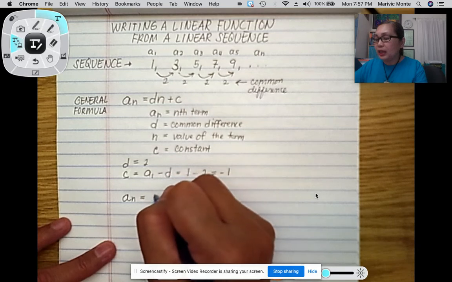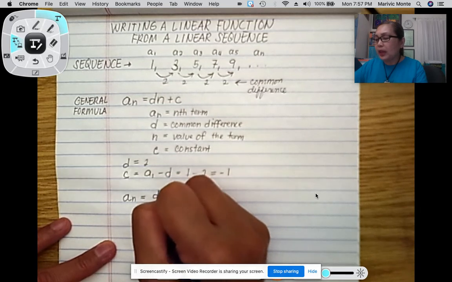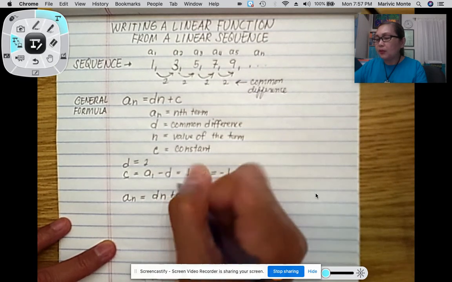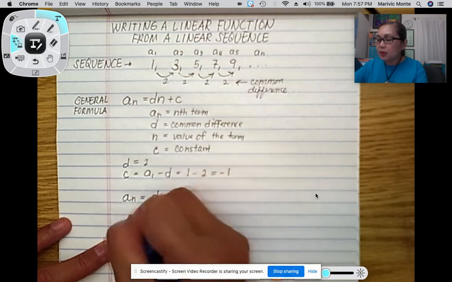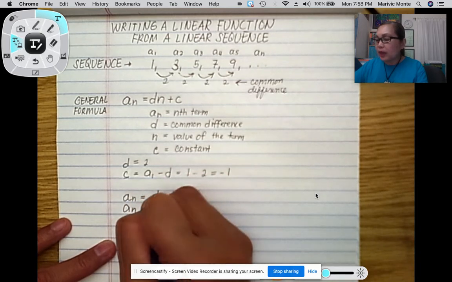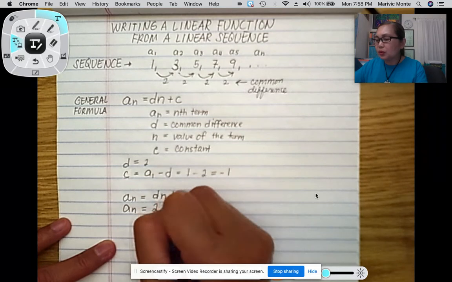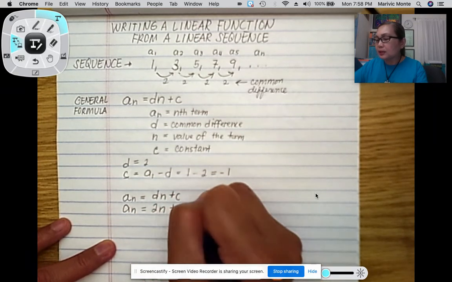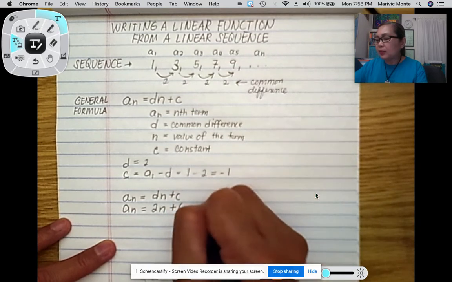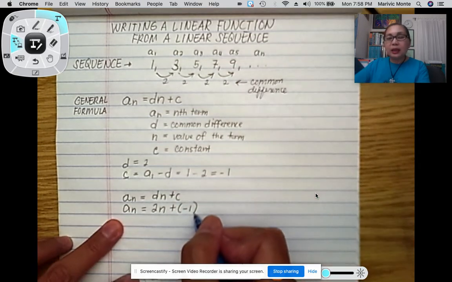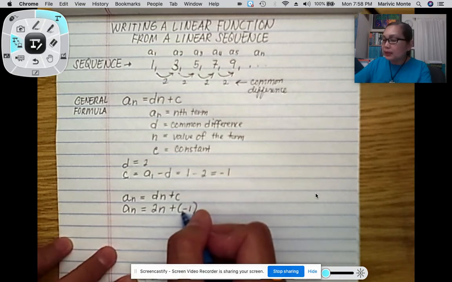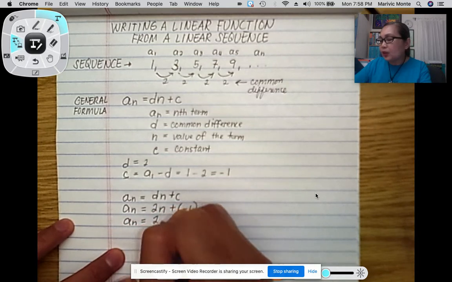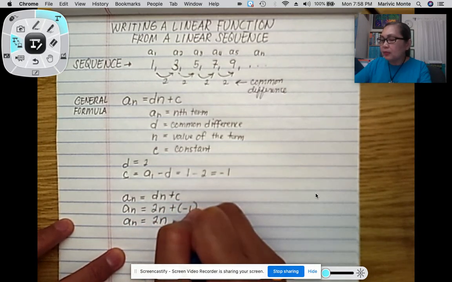So you say D in this case. Because we have A of n is equal to D n plus C, I'm just copying the formula from the top. So I will write A of n is equal to D, which is 2, and then n, and then we have a plus C, in this case a negative 1. And we simply remove that plus and simplify your formula as A of n is equal to 2 times n minus 1.